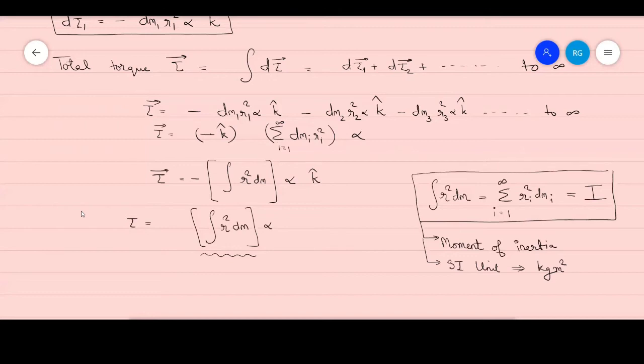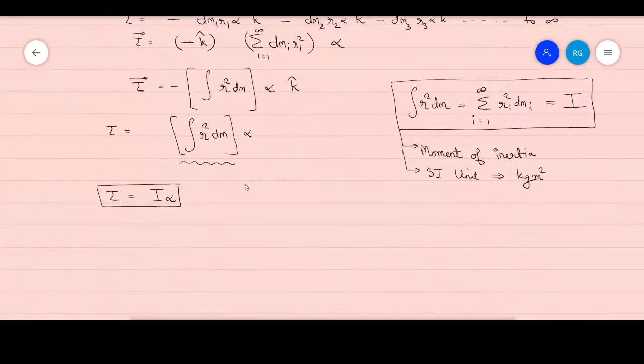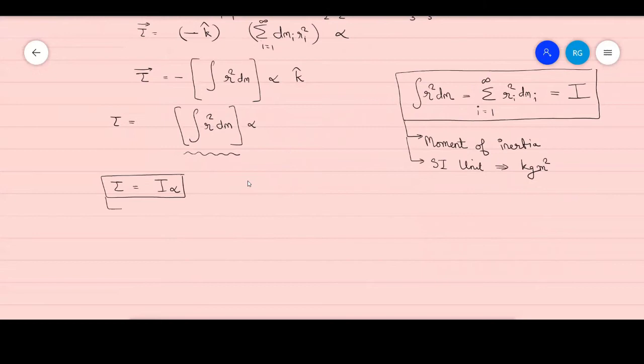So we can write the magnitude of torque as I into alpha. This equation, I into alpha, is known as Newton's second law of rotation. If you just have a look at it, you can very easily see that Newton's second law of translation or motion was F is equal to ma.